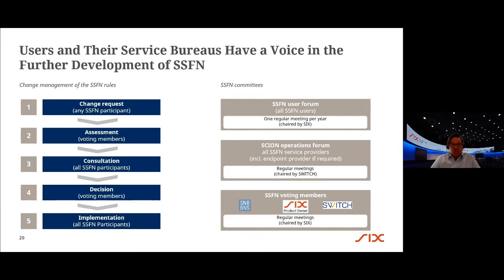And we have 3 committees. We have the SSFN user forum, where all parties are invited to participate. We have the SSFN operation forum, where all the service providers are involved to guarantee smooth operation of SSFN. And we have the body of the 3 voting members, which will have regular meetings chaired by SIX. Thank you. I hand over to Christopher.